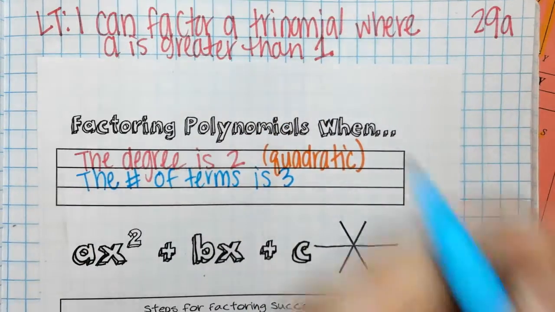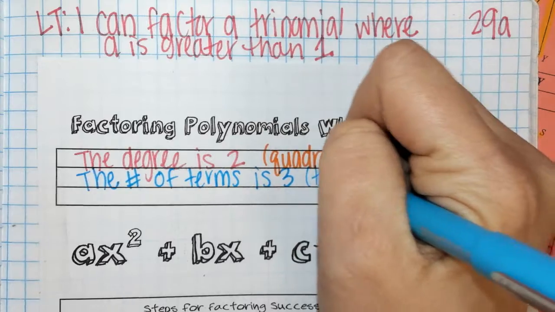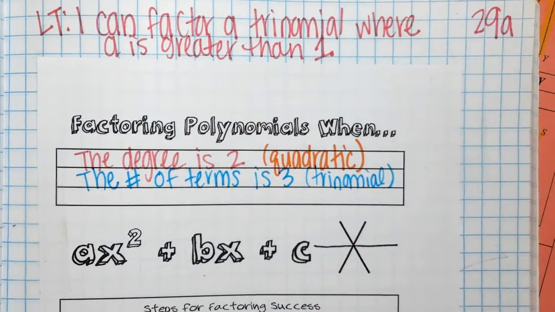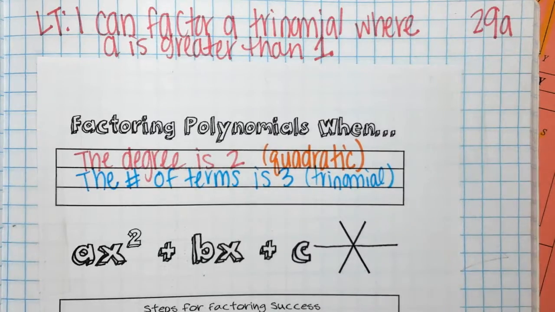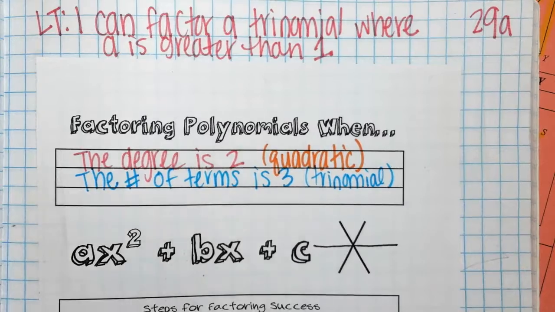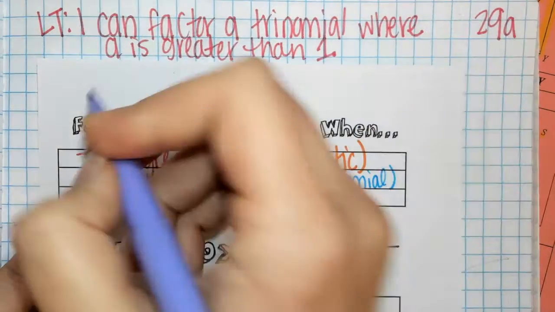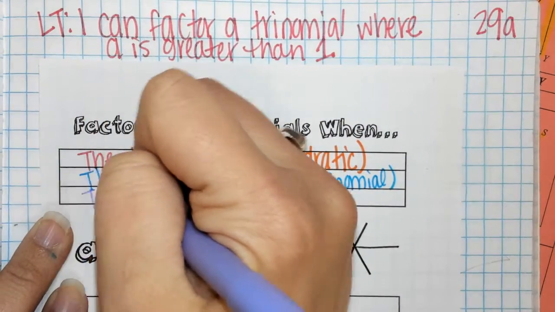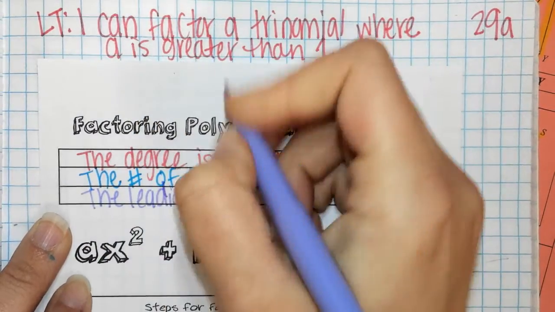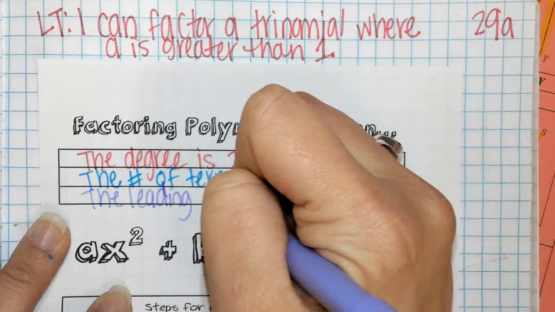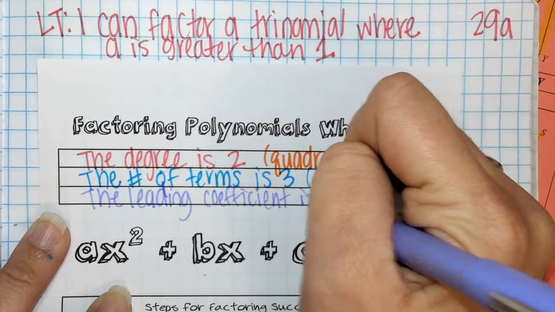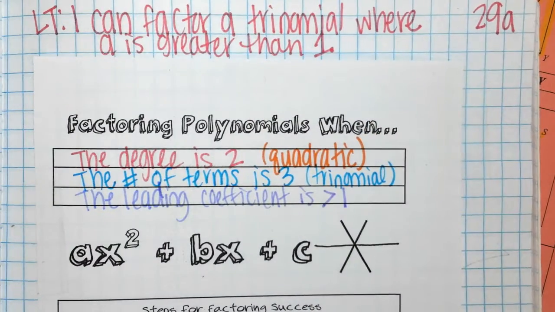The number of terms is 3, so we have a trinomial. And the last thing that we know that we're going to use this method, the leading coefficient is greater than 1.